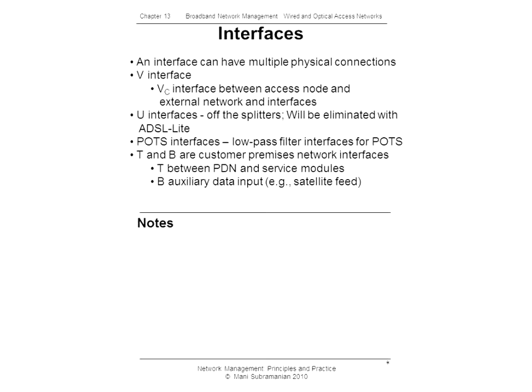So these U interfaces may disappear when ADSL is fully implemented, though that is highly unlikely for a long time, and the POTS interfaces are also from the splitters. And we have B interfaces, that is a satellite feed directly into an SM, such as a set-top box.